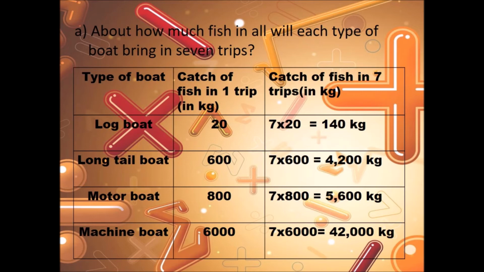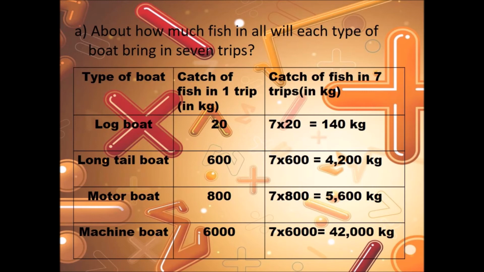See here, the log boat can catch 20 kg of fish in one trip. So the log boat can catch in 7 trips equal to, how do you calculate children? Yes, you have to multiply the 20 by 7. Forget the 0. Multiply the 7 with 2. So your answer is 14. Now add the 0 with it. So your answer is 140 kg. That is, log boat can catch 140 kg of fish in 7 trips.